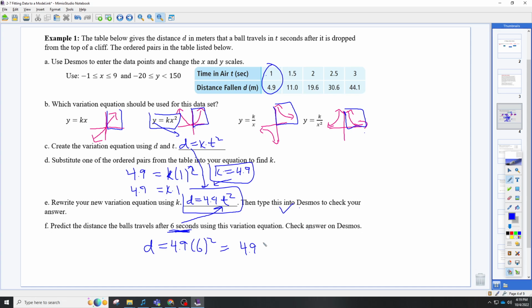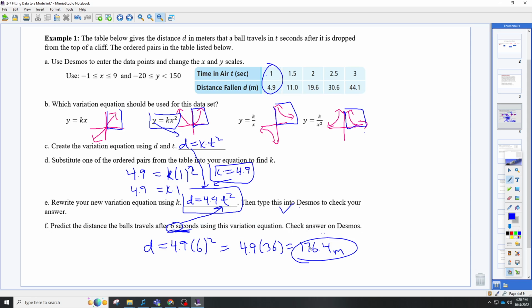So we have to do 6 squared and then multiply it by 4.9. 6 squared is 36, and then just multiply that together. So I'm just going to put it in the calculator, and I got 176.4. This is in meters. So after 6 seconds, we hit 176.4 meters.